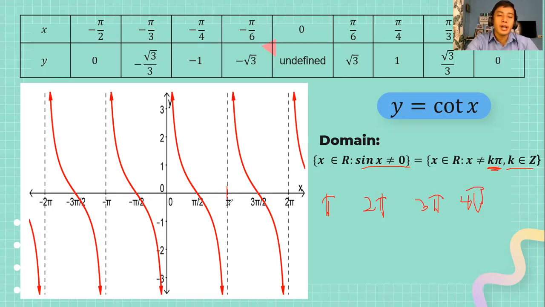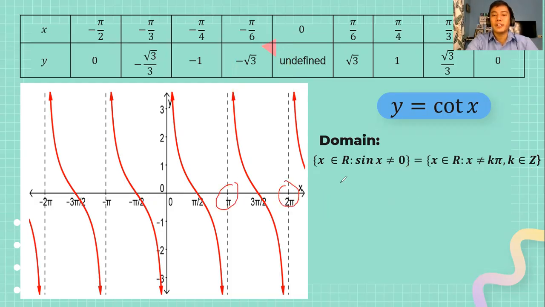Notice that every pi, 2 pi, they can never be equal to that value of x because the graph is asymptotic on those parts. So that is every 180, 360, 540, 720 degrees, and so on. They can never be equal to x. But all the rest of the real numbers could be equal to that value of x, or the domain.